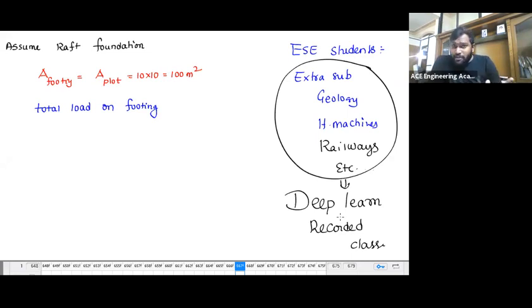And if the examination date can be postponed, then there will be classes. But anyways, after the deep learn recording access, at the end, there will be a revision class for the ESE students for the recorded videos. But for GATE people, there are no recorded videos. For the GATE people, whatever the live classes will be conducted, if you are online batch, and offline batches are also going to be conducted. So this is only for the ESE students.